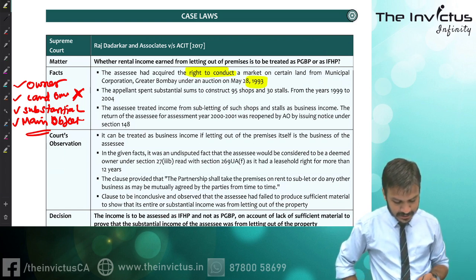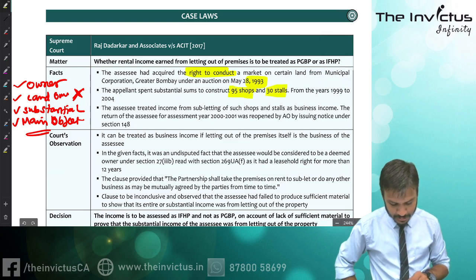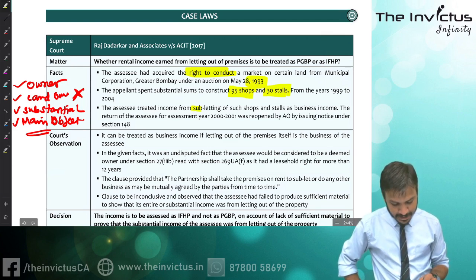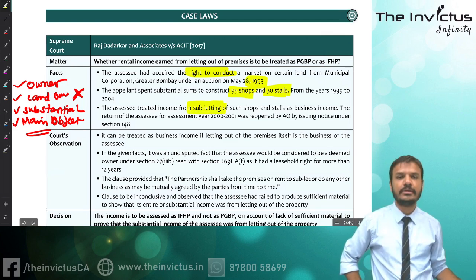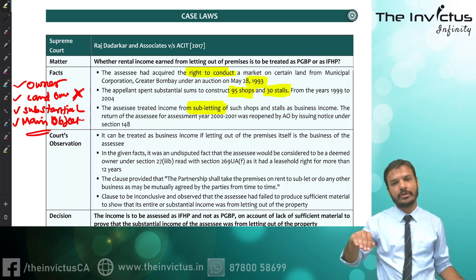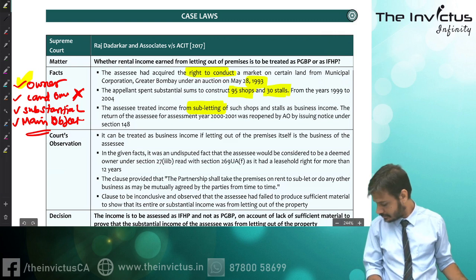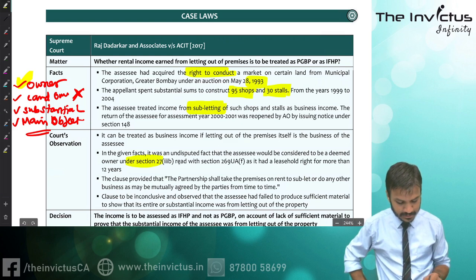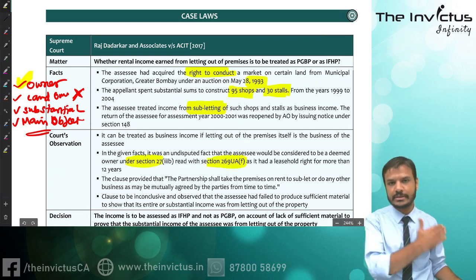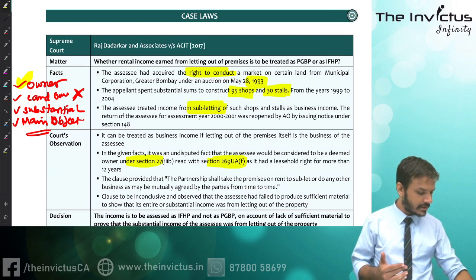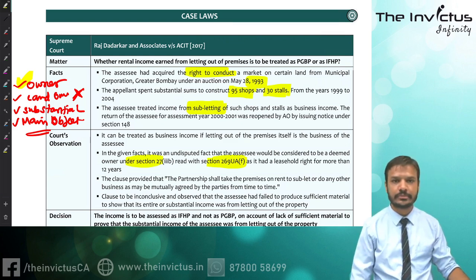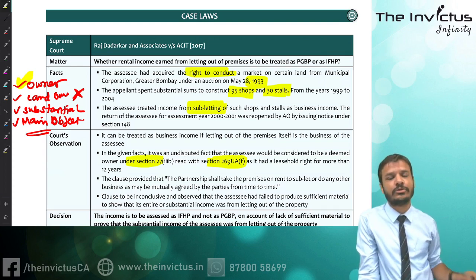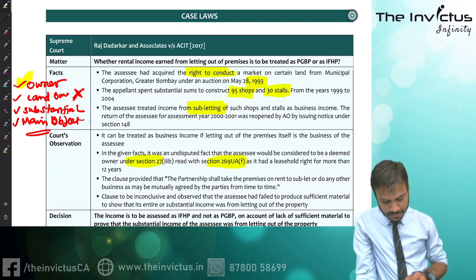The appellant spent substantial sums to construct 95 shops and 30 stalls. The assessee treated the income from subletting of such shops and stalls as business income. Subletting is possible only when you are not the owner. Here you are the owner, right? According to section 27, there is one clause of deemed owner that we'll discuss later on. So according to that, Raj Dadarkar is what? Owner. So here the assessee is the owner, so there is no question of subletting at all.